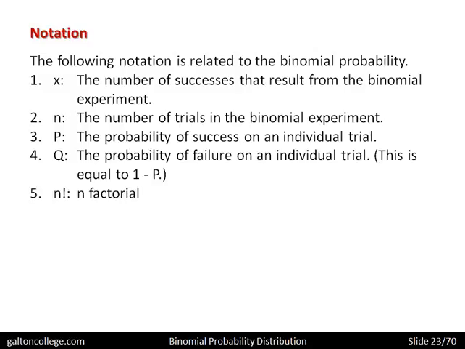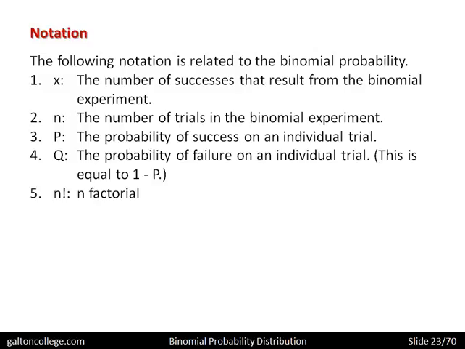And then we have n factorial. This is a mathematical expression that we often encounter when we deal with combinations and permutations and so on. So n factorial means we simply multiply a number by the previous number minus 1. For example, 4 factorial would be 4 times 3 times 2 times 1. That's what we mean by n factorial.